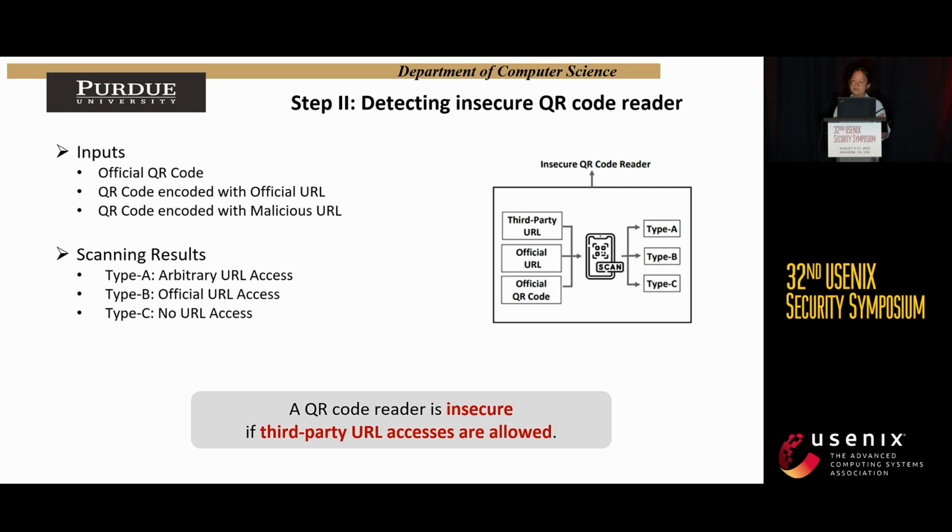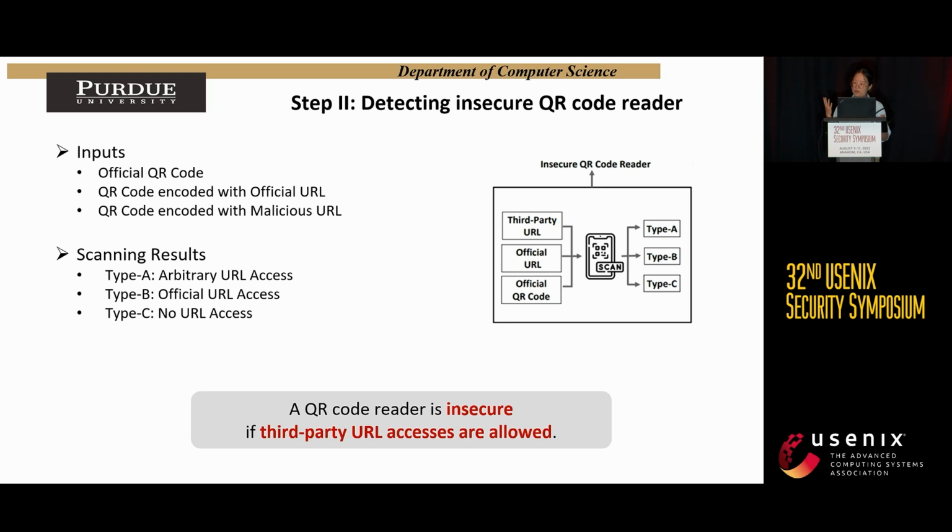After confirming that, in the second step, we detect if any insecure QR code reader exists. To achieve that, we collect and construct three types of QR code, including official QR code encoded with official URL, and QR code encoded with malicious URL. And then we test if this QR code can be accepted or allowed by the built-in QR code reader. And based on different input, we also classify different vulnerability severity.